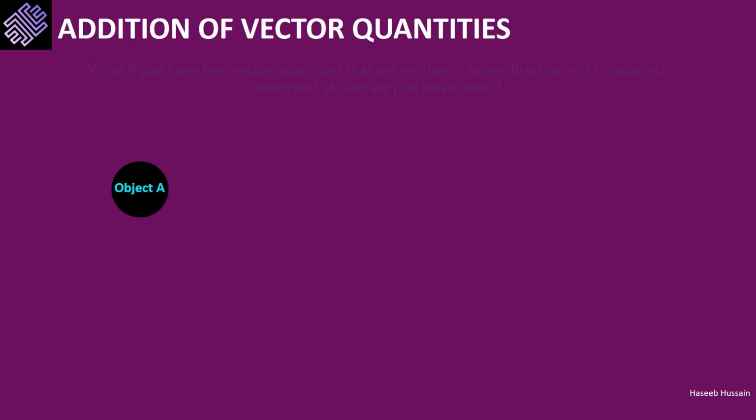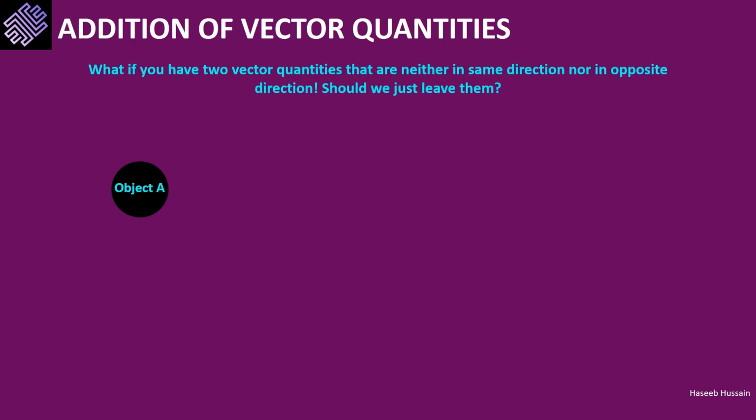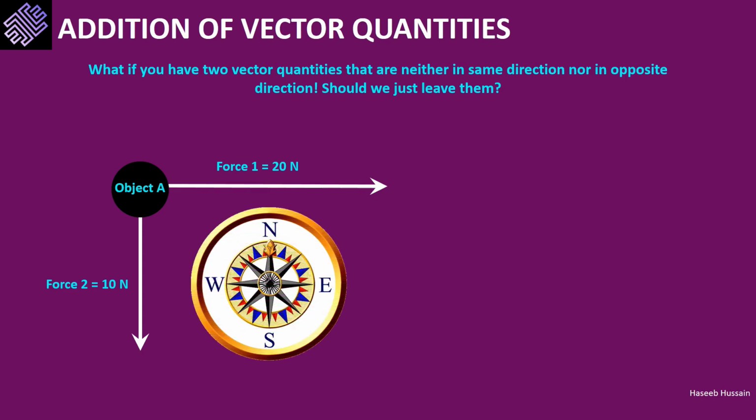We discussed cases in which vector quantities are either in the same direction or in the opposite direction. But what if the vectors were neither in the same direction nor in the opposite direction? Should we just leave them? Let's visualize this problem first. We have two forces acting on an object, force 1 due east and force 2 due south. Both of these forces are not in the same direction. One is due east and the other is south. Similarly, they are also not in the opposite direction. It's not like one is due north and the other due south, or one due east and the other due west.